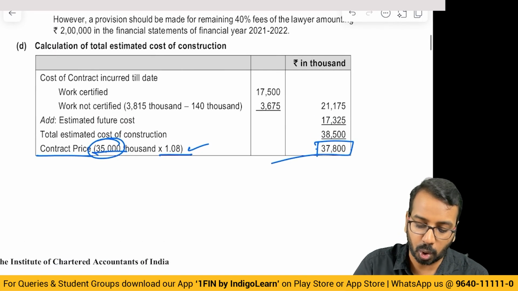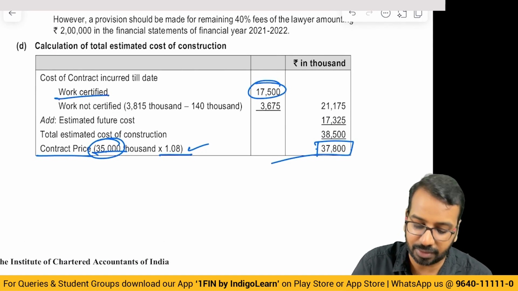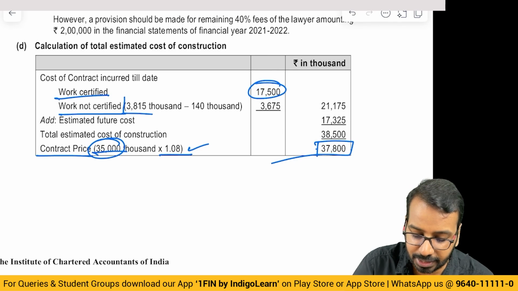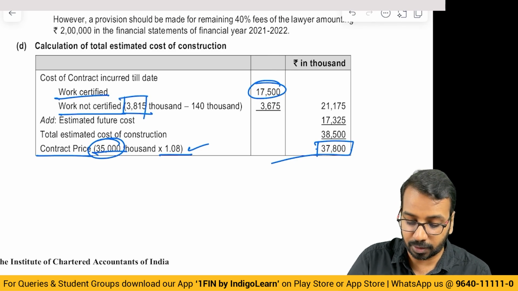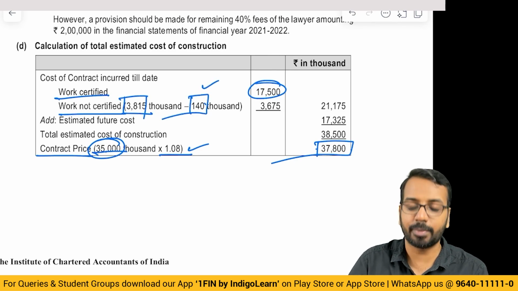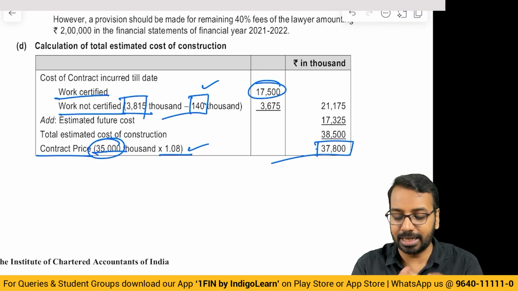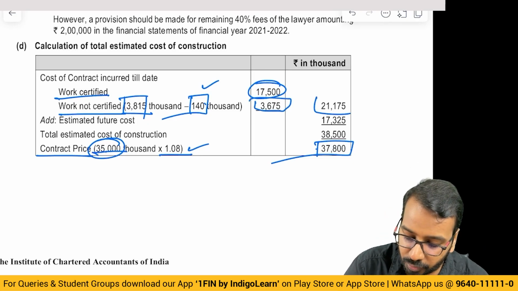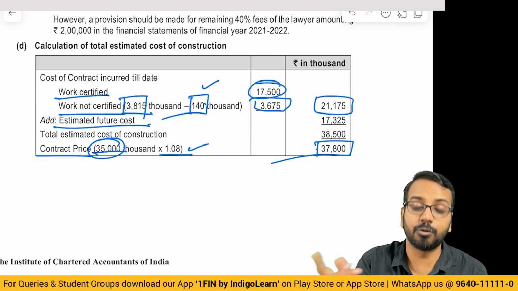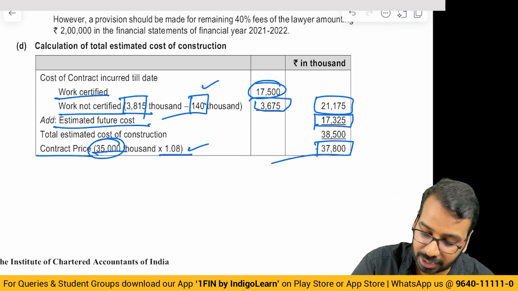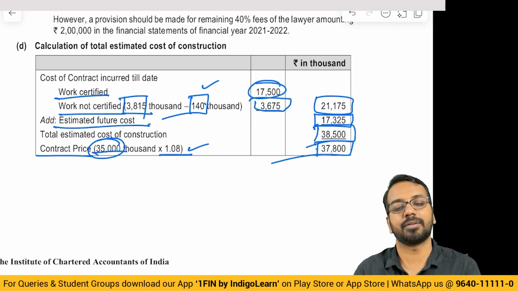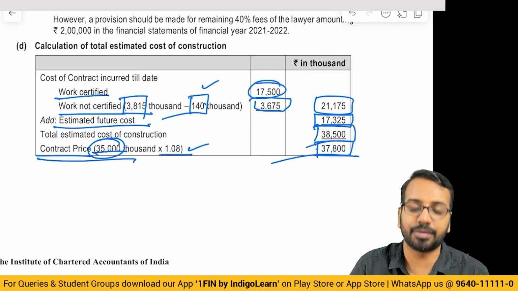This is the revenue. Cost already incurred 17,500. Not certified is also cost incurred. So 3815 minus 140. Why minus 140? Because that material I have not yet used. It is still lying at the side. So 3675, 21,175. Estimated future cost given in the question 17,325. Total cost 38,500.